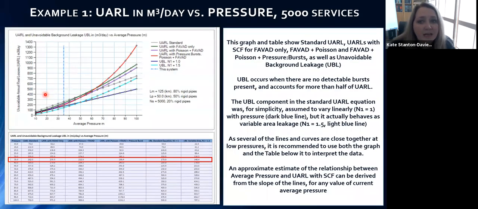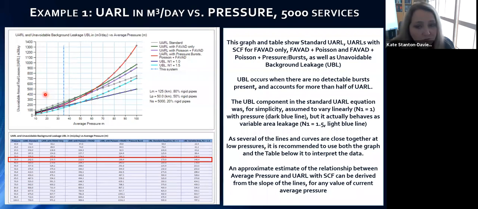This next graph and table shows us the UARL, the standard UARL, which is shown in grey. We've got UARL with SCF for FAVAD, which is the green curve, for FAVAD and Poisson, which is the purple curve, and FAVAD, Poisson and pressure bursts, which is the red curve. This graph shows the calculations for UARL in volumes, so in cubic meters per day. It also shows unavoidable background leakage.